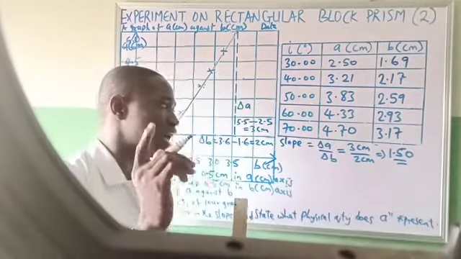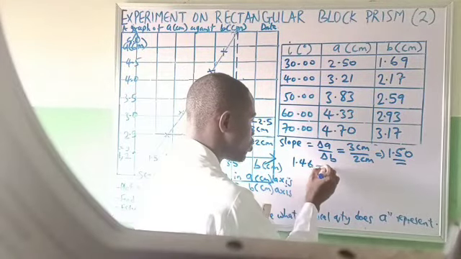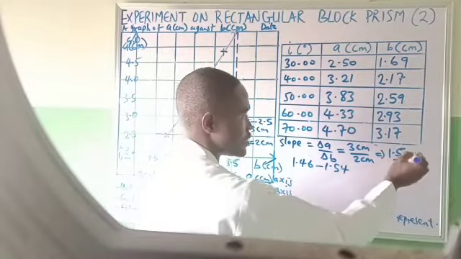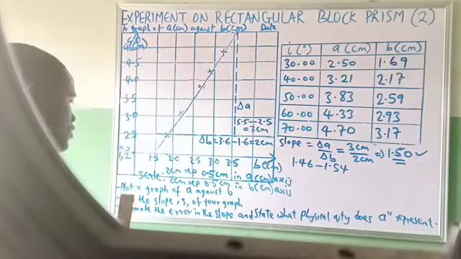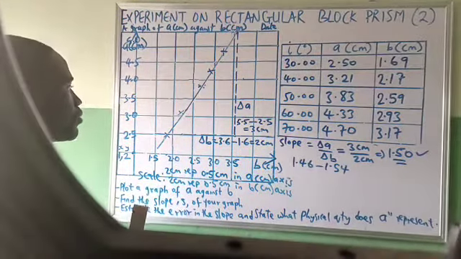Remember we said it has a range, that the range is 1.46 to 1.54. The answer we got falls in the range, so we'll mark it good. Now we have gotten the slope. Estimate the error in the slope.